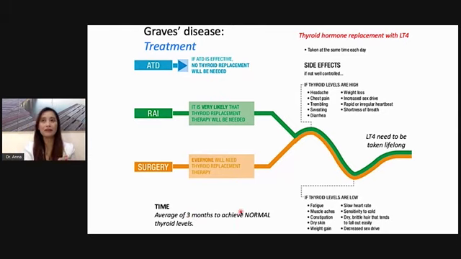So usually after you've replaced the patient with levothyroxine, at 3 months their TSH will start normalizing already, and the intake will likely be lifelong.